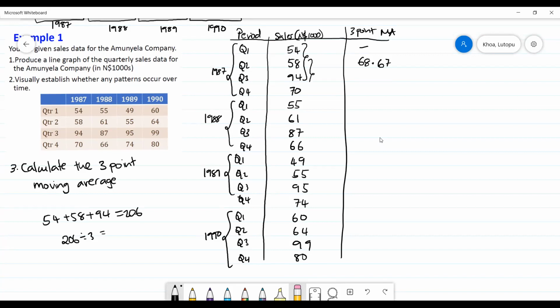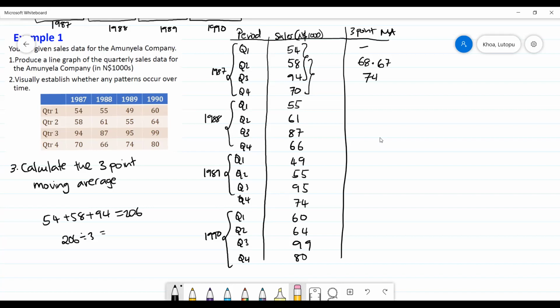You look at the next 3 points. So you'll say 58 plus 94 plus 70. This gives me 222, and then 222 divided by 3, this is 74. So it goes over here because 94 is the middle point of these 3 points. That gives you 222, and then 222 divided by 3 is 74, and it goes over here.